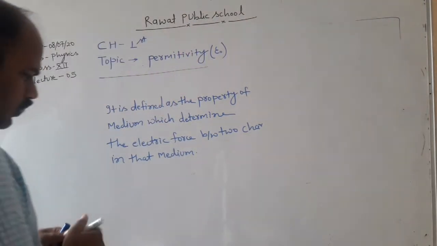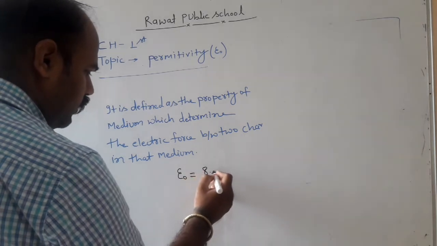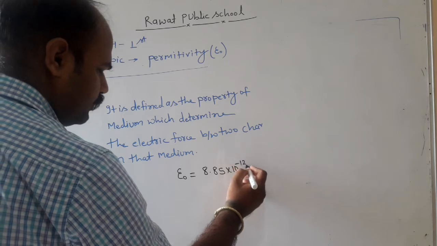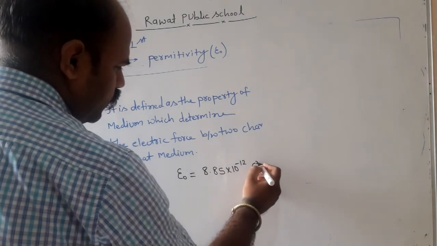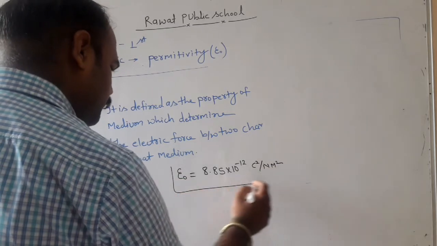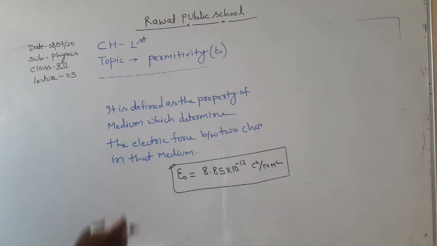Permittivity of vacuum or free space, numerical value 8.85 times 10 to the power minus 12 Coulomb square per Newton meter square. Please write down the value of permittivity of free space. Done.